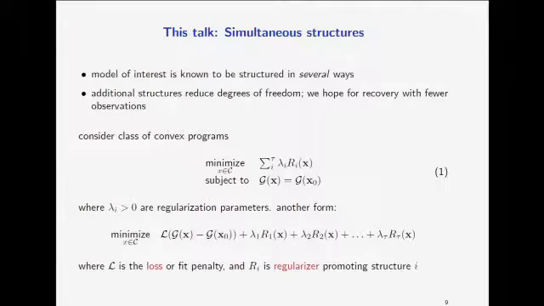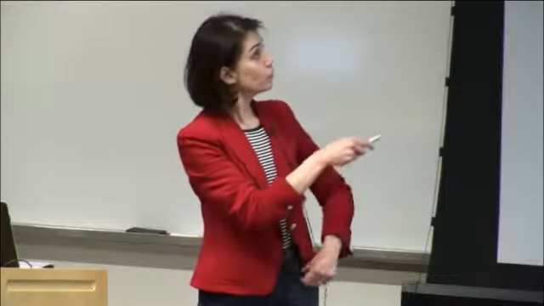And in this talk, we want to look at another kind of structure, which is simultaneous structure. So in many applications, I know more than one piece of information about my model. I know the model is simultaneously structured in more than one way. And one would hope that if I take into account all of these structures that I know at the same time, I should do better in terms of how many measurements I need for recovery. Because I've reduced the degrees of freedom. The object now has several structures at the same time.